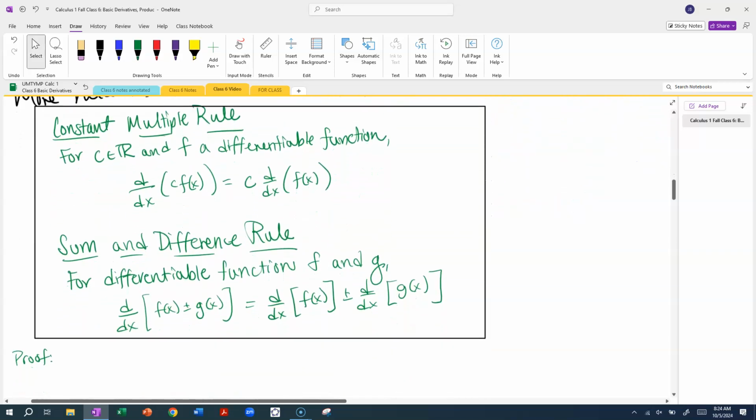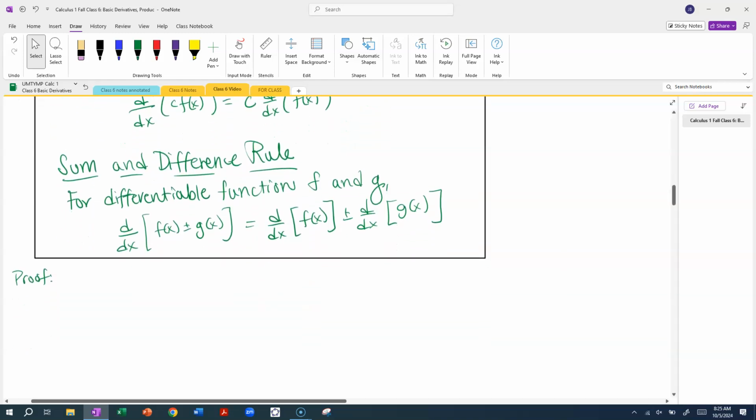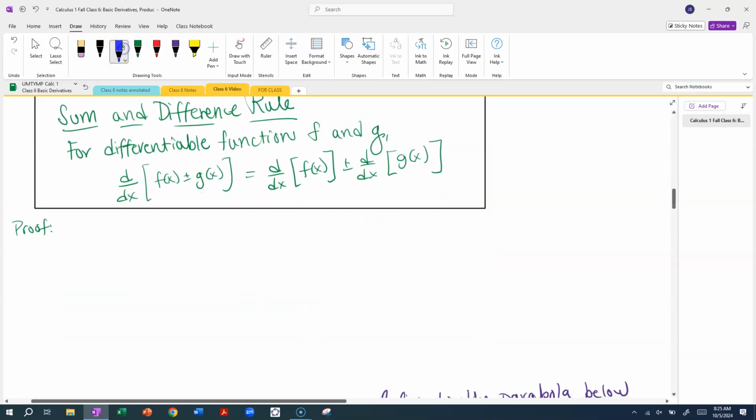Big deal. And then the other thing, sum and difference rules, as you might expect: if we have a sum or difference of functions, you can differentiate each function. And why is that? Well, it's actually based in the limit. So this is a nice opportunity for us to do a proof that you could actually do on your homework or on a test. If we wanted to prove this, we have to start with the left-hand side and work to the right-hand side. So I would do d/dx of f(x) plus or minus g(x).